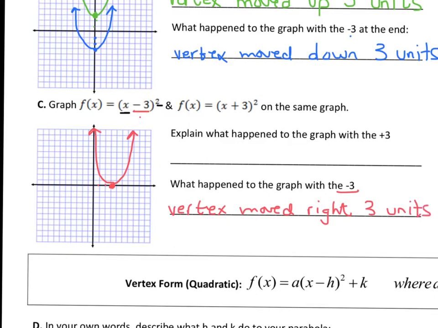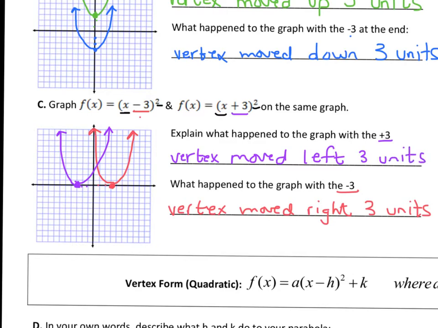All right, now let's do the same thing, but with the other example. We still have x, we still have the squared, so we know it's going to be a parabola, but this time we have a plus 3 inside the parentheses. So if you type it in your calculator exactly the way you see it and hit graph, or if you just copy down what I'm doing, you'll see a parabola where the vertex, and this is for the equation with the plus 3 at the end, moved to the left 3 units.